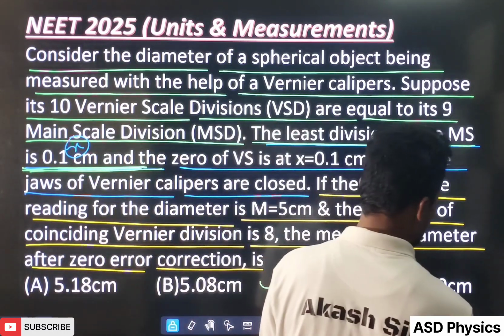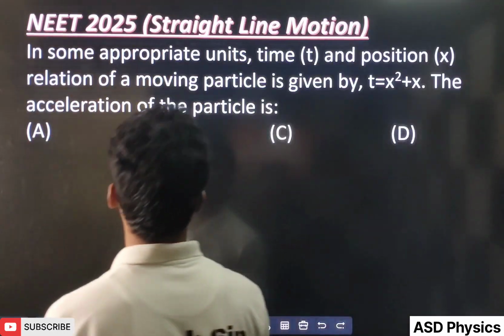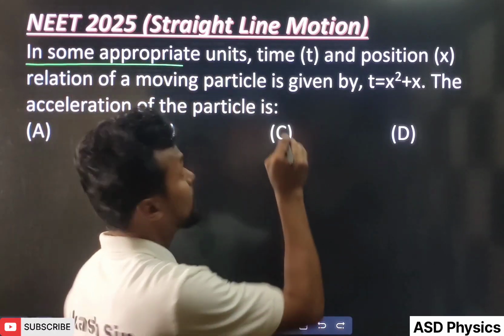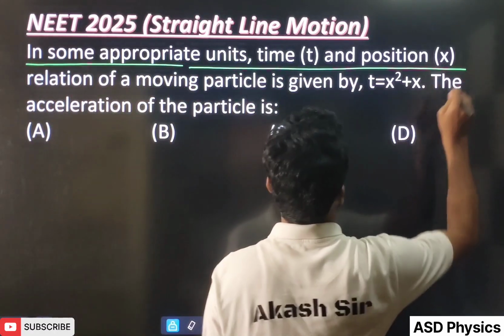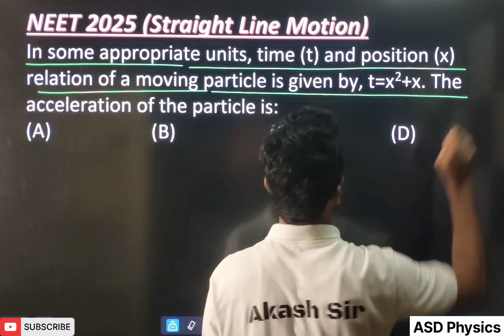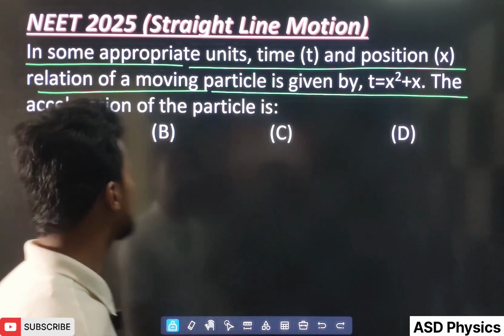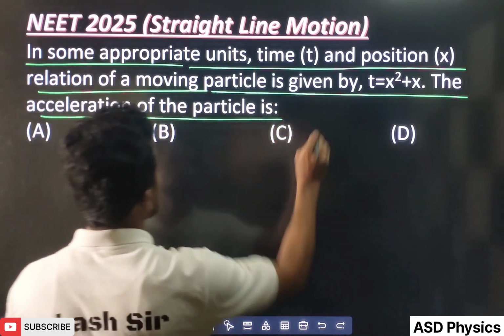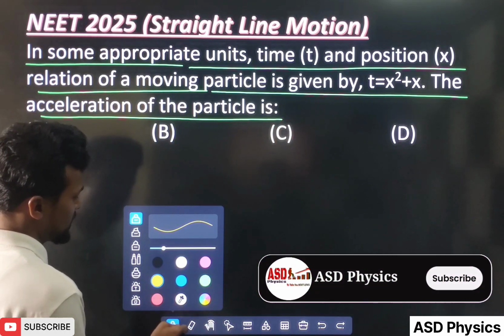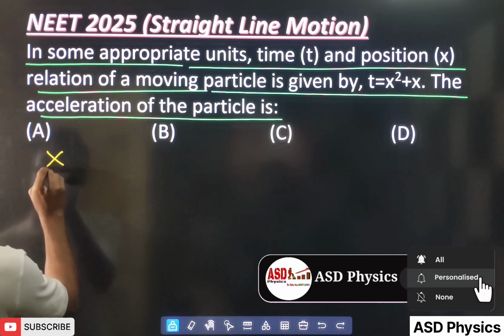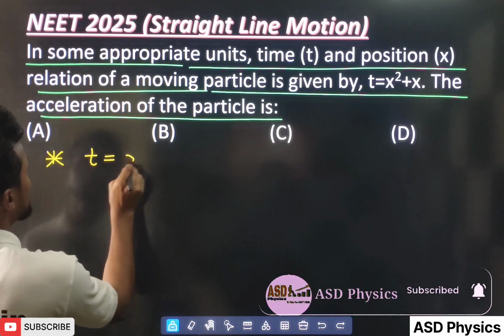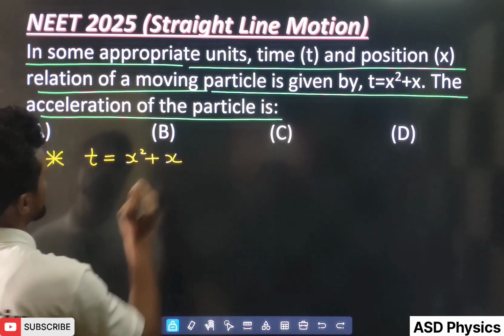Great. Next one, students, is a straight line motion question. In some appropriate units, time t and position x of a moving particle are related by t equal to x square plus x. The acceleration of the particle is how much? This question is inspired from a JEE question; some days ago I solved a JEE question with the same basic idea. Here it is given t equal to x square plus x.